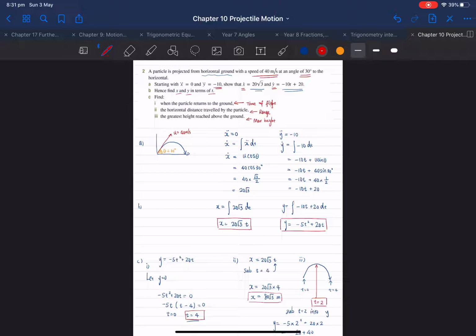Basically, you just integrate twice to get the x and y equations, and then find the time of flight, find the range, find the maximum height. Standard question. Just practice those later at home as well. All right, so now let's move on to the next one.